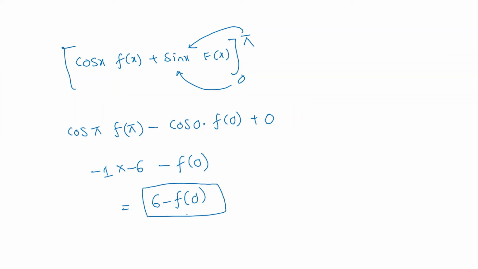But in the question, they have given the answer for this one equal to 2. So that means what we are going to get here, 6 minus f of 0 is going to be equal to 2. So from here, we are going to get the value of f of 0 equal to 4. So this is what they are asking, find the value of f of 0, which came out to be 4 as the answer for this question.